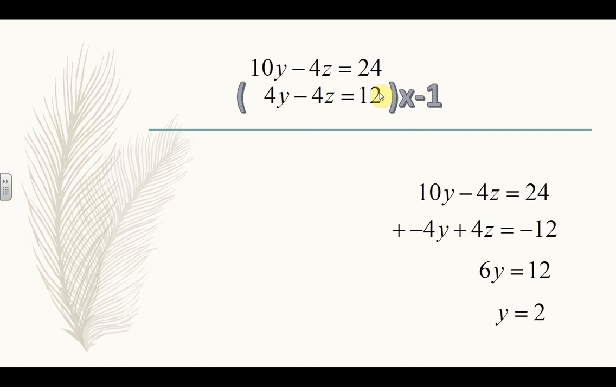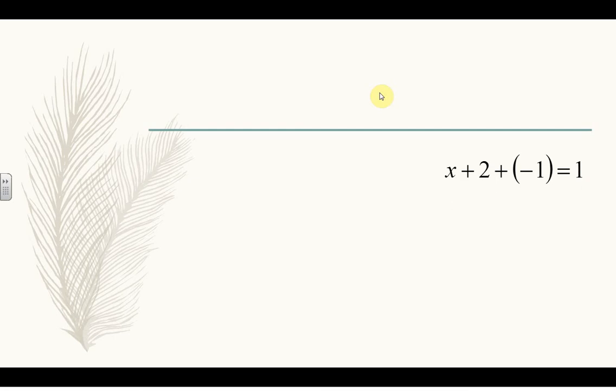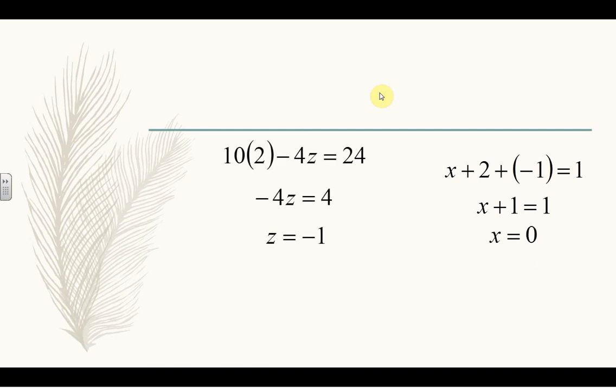Work it backwards: plug y into either of the 2 by 2's, meaning the equations with 2 variables. The one on the left is me plugging it into the 2 by 2 to solve for the z. And then once you have the z, you plug the y and the z into any of the first 3 original equations to get your solution.